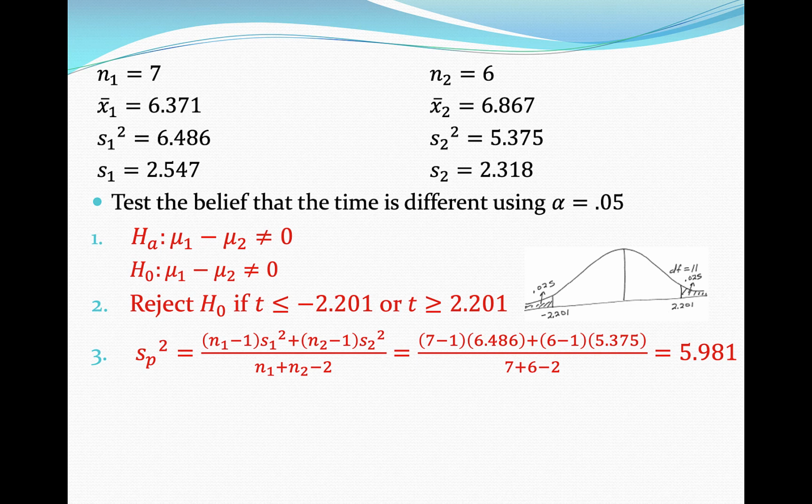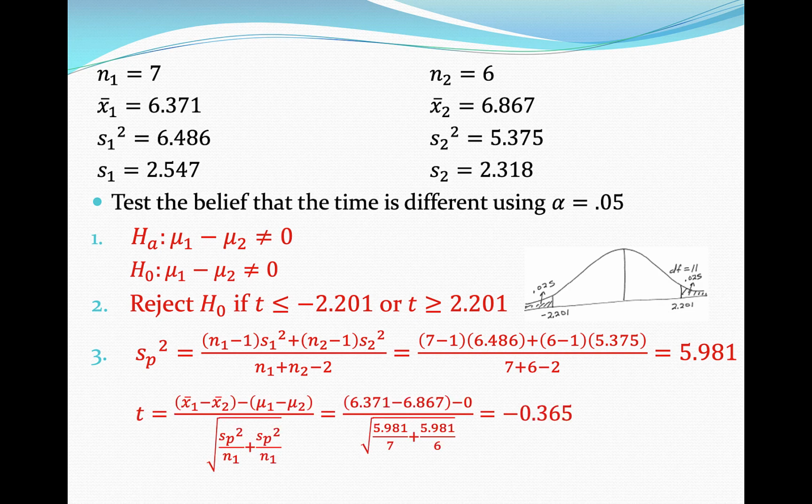The pooled variance will always have to be between the two variances. So if it's not, you know you made a mistake. You can see S1 squared is 6.486, S2 squared is 5.375, and you get a pooled variance of 5.981, which is in between there. So it'll always be in between. If it's not, you made a mistake. If you have the same sample size, you can actually just average those two variances. But since we don't have the same sample size here, it's not an exact average. It's a weighted average. Now that we have that pooled variance, we can calculate our test statistic.